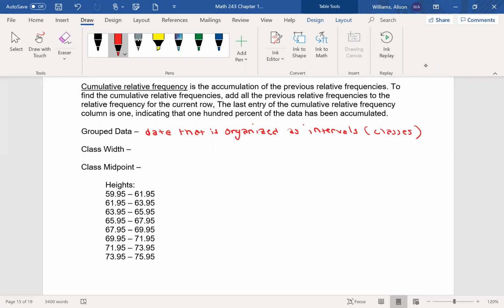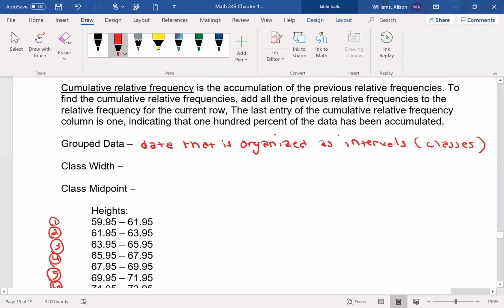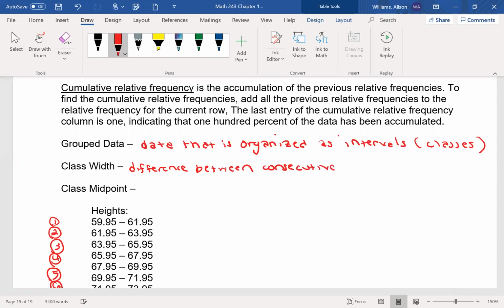And because we have classes here, just to make sure we understand, there'd be the first class, second class, third class, and so forth, for a total of 7 classes. Okay. Now, the class width is the difference between consecutive lower class limits.